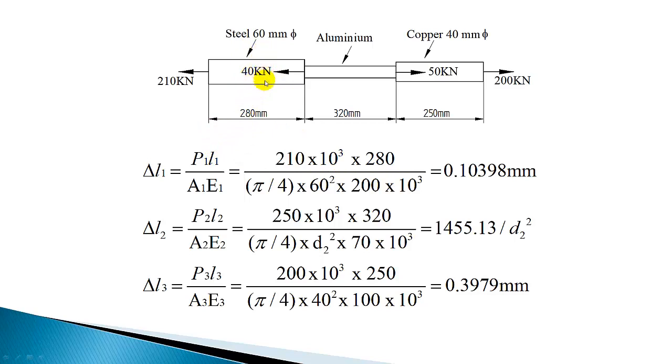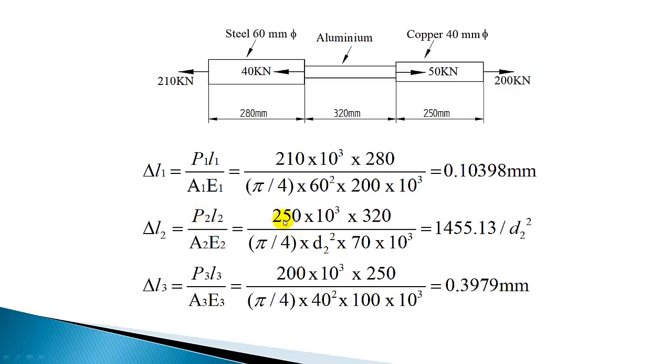A1, since it is a circular cross section, the area of cross section has to be calculated as pi by 4 into diameter square. Diameter is 60, so 60 square. And the Young's modulus is 200 into 10 raised to 3. So it will work out to 0.10398 mm. Now delta L2, the formula is P2L2 divided by A2E2. Out of that, A2 is unknown since the diameter of the aluminum portion is not known, but you can use it as pi by 4 into D2 square.